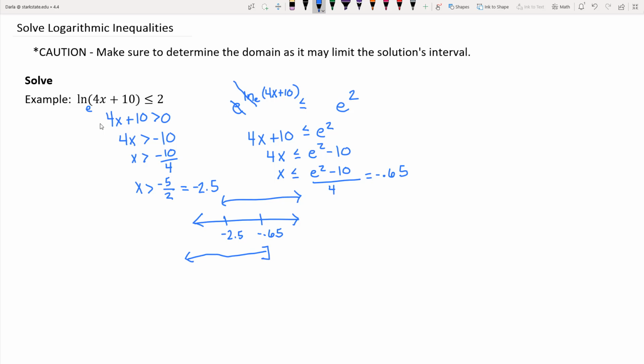If we take both of those into account, the intersection, we'd see the overlap would start at negative 2.5 non-inclusive up to negative 65 hundredths inclusive. And so our solution is negative 2.5 non-inclusive to negative 65 hundredths inclusive, which is just negative 2.5 comma e to the second minus 10 over 4 inclusive. If you want to have it written exact, that's your solution.